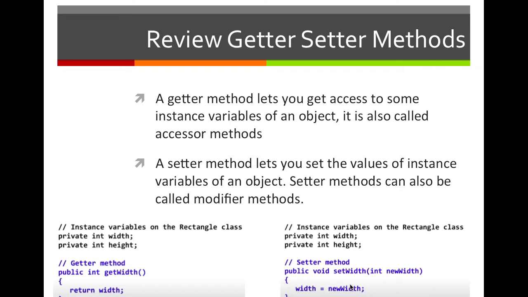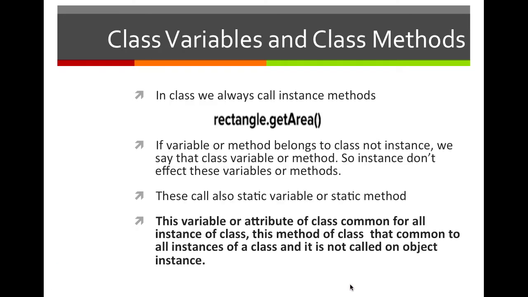Okay. All right. So let's come to today's lesson, class variables and class methods. In a class, we always call instance methods, like rectangle.getArea. So getArea is our instance method. Rectangle is our object name. So we call the instance methods from the run method.